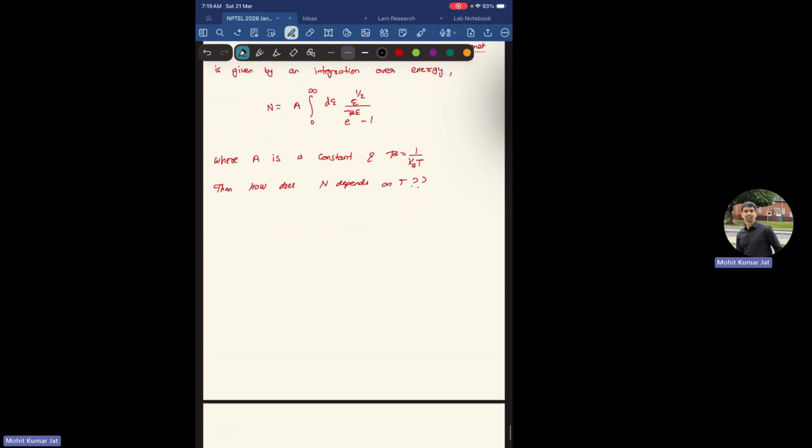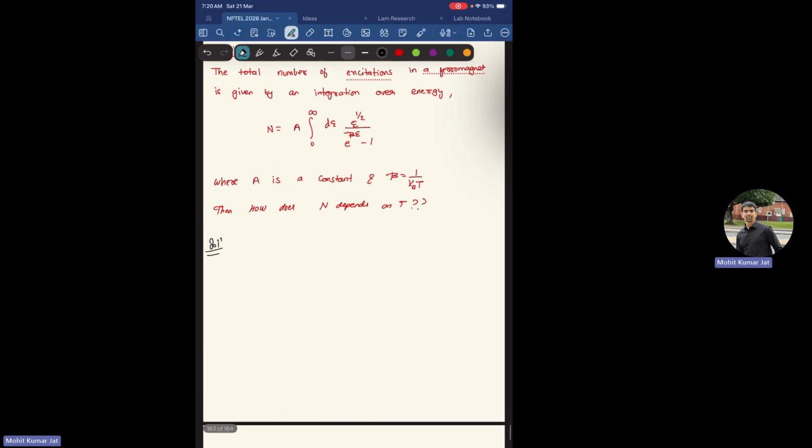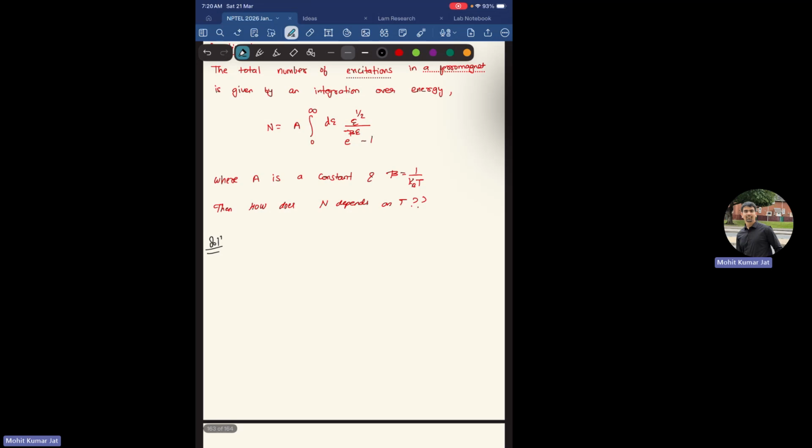So to solve this, the form of the total number of excitations in the ferromagnet is already given. You have to just play with the equation to evaluate the temperature-dependent part of it. So N is A, integral 0 to infinity dE, E to the power half by e to the power beta E minus 1. Beta is equal to 1 by kBT.